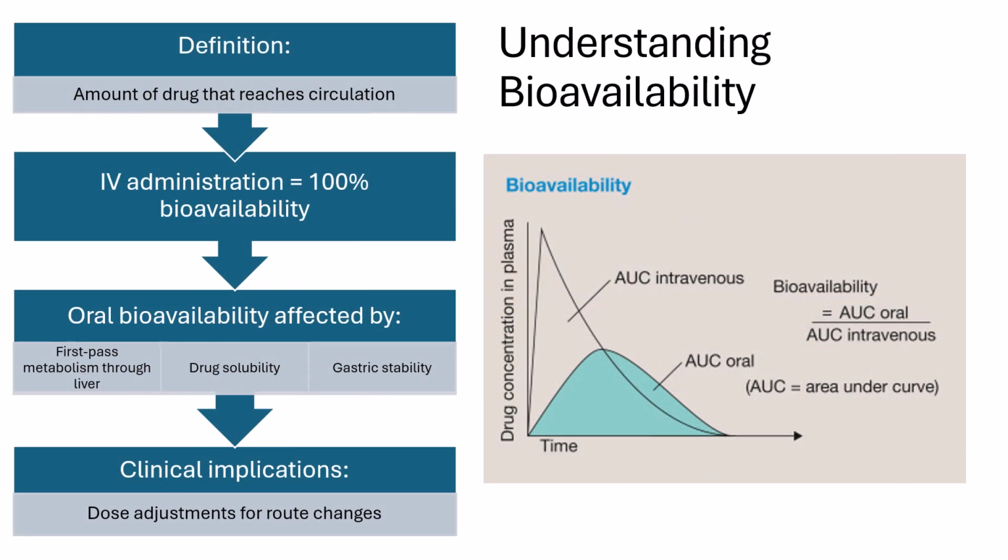Bioavailability refers to the amount of drug that actually reaches circulation. As we just mentioned, intravenous administration has 100% bioavailability, since it goes directly into the bloodstream. Oral bioavailability is affected by multiple factors, but one that's especially important is first-pass metabolism through the liver. When a drug is given orally, it gets absorbed from the GI tract and goes straight to the liver via the portal circulation before reaching the systemic circulation. The liver may metabolize a significant portion before it even gets to work. This is why some drugs require higher oral doses than IV doses to achieve the same effect. This concept is crucial for understanding why route changes require dose adjustments.